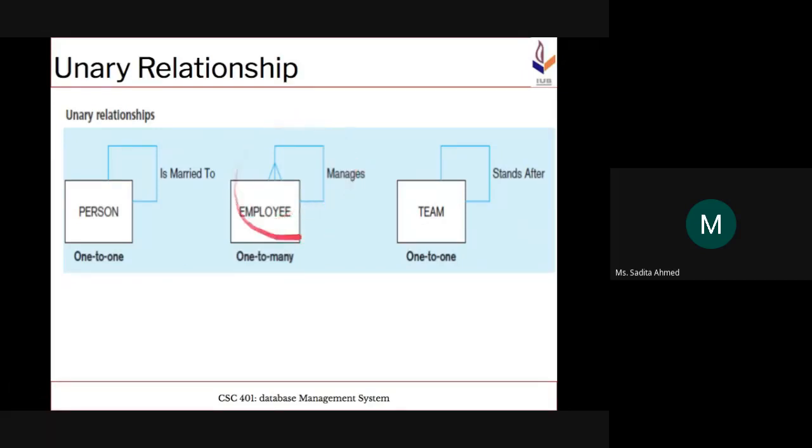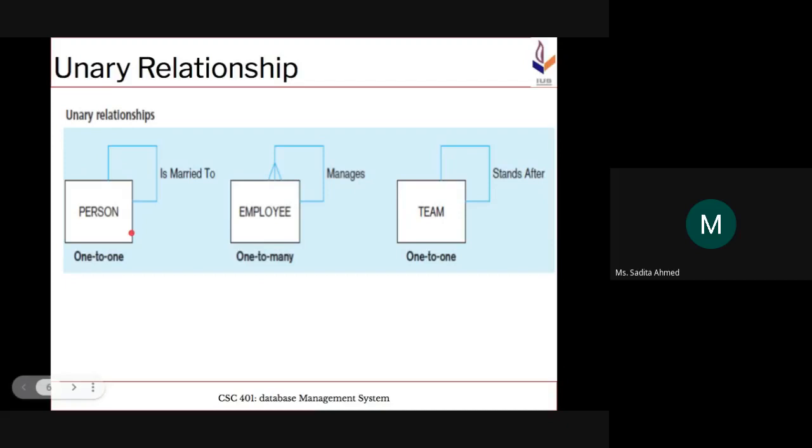Okay, so here we're talking about a relationship where an employee can manage multiple employees, right? However, an employee is managed by one employee, so it's a one-to-many relationship. But this one, on the other hand, is a one-to-one relationship. Why? Because there is no crow's foot, so this is a one-to-one relationship for sure.